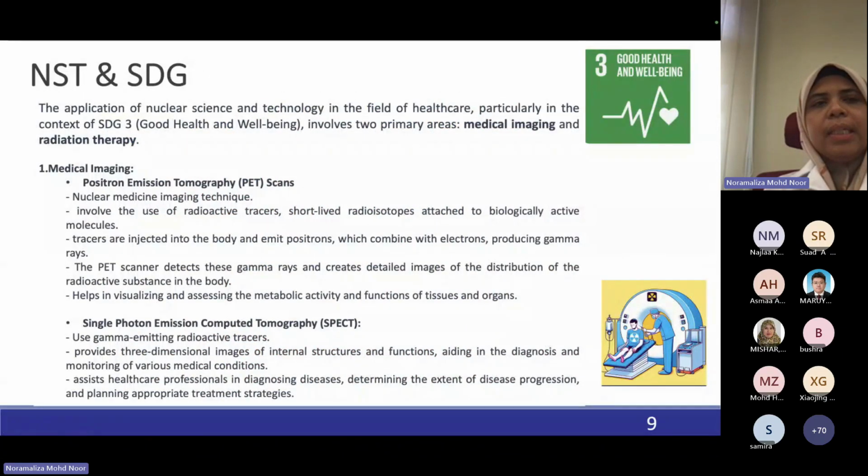So based on the applications of nuclear science and technology in the field of healthcare, particularly in the context of SDG 3, which is good health and well-being, it involves two primary areas, which are medical imaging and radiation therapy. Usually medical imaging involves the positron emission tomography (PET) scan, and also single photon emission computed tomography (SPECT). So I will discuss this further during my slides on nuclear medicine.